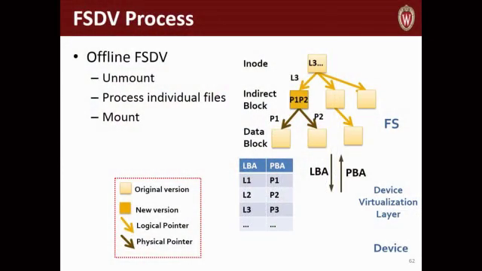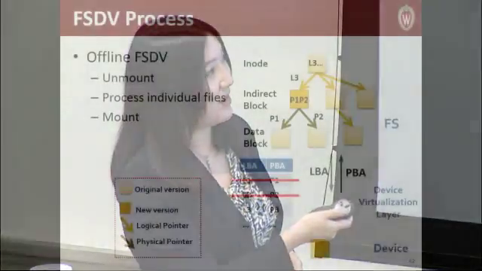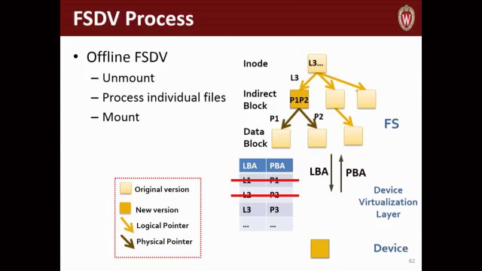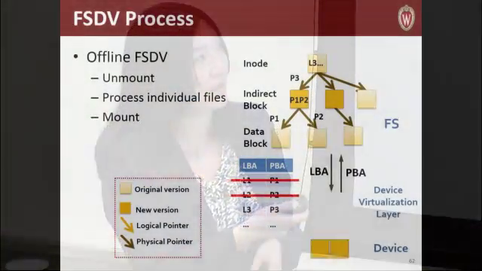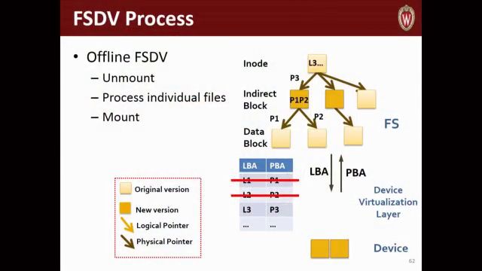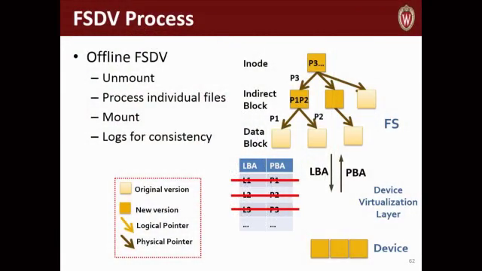After it's been changed, FSDV will write this block to the device. And then the virtualization layer can remove the mappings. And similarly for P3, and also for the other parts of the trees. And finally, the top level inode, and then it can remove the final mapping. And we also keep a log for consistency.